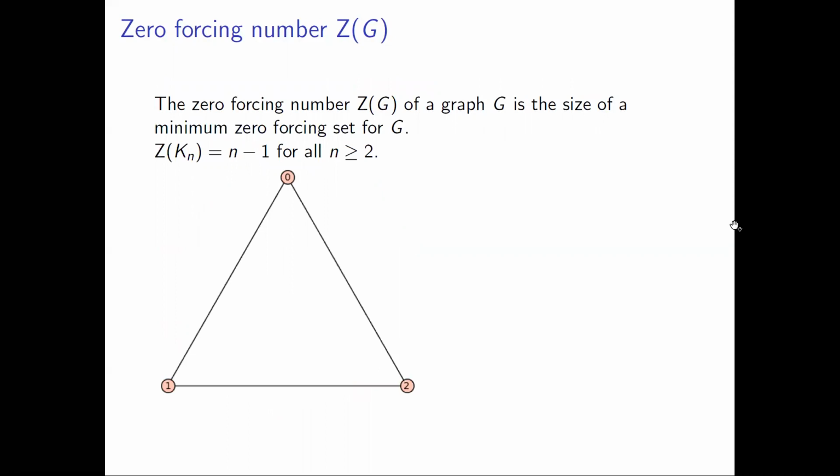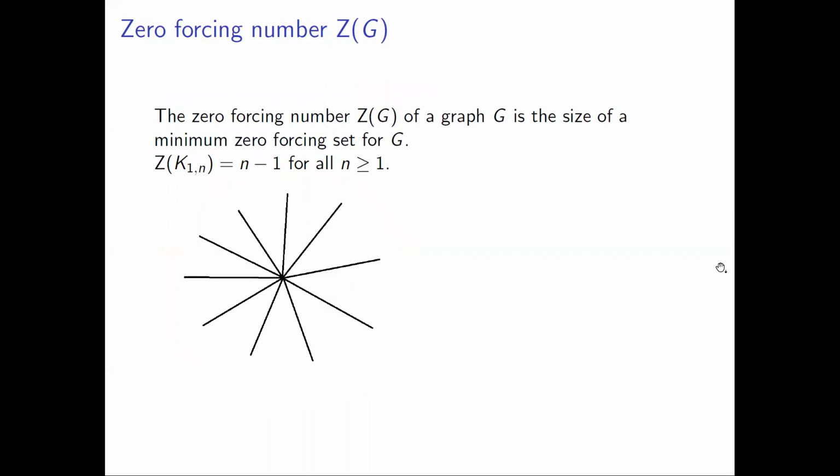For the complete graph of order n, the zero forcing number is n-1, any subset of size n-1, and for the star with n leaves, the zero forcing number is n minus 1, and our zero forcing sets are any subset of n minus 1 leaves.